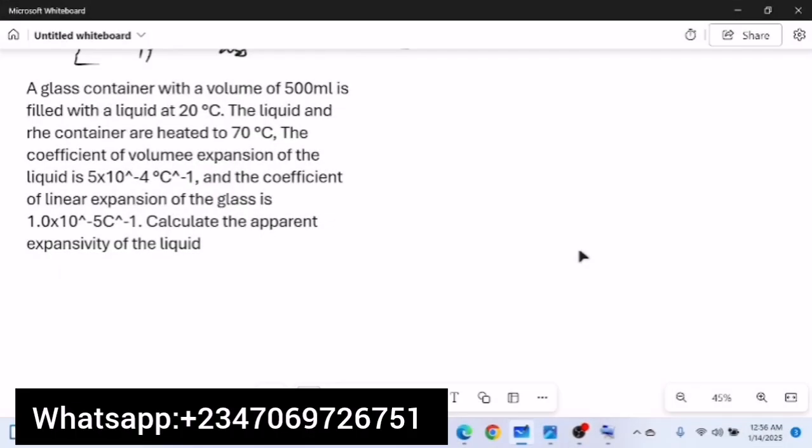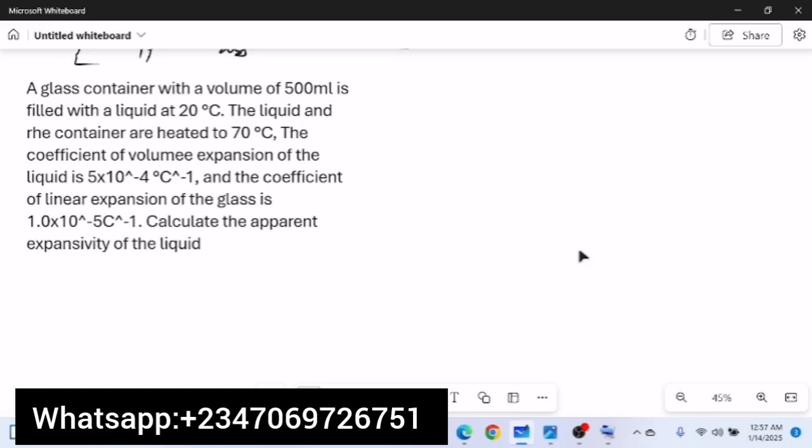Now this question says a glass container with a volume of 500 ml is filled with a liquid at 20 degrees Celsius. The liquid and the container are heated to 70 degrees Celsius. The coefficient of volume expansion of the liquid is 5 times 10 to the power of -4 per degree Celsius, and the coefficient of linear expansion of the glass is 1 by 10 to the power of -5 per degree Celsius. Calculate the apparent expansivity of the liquid.